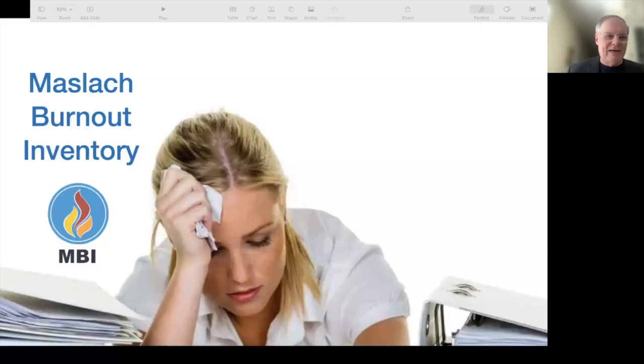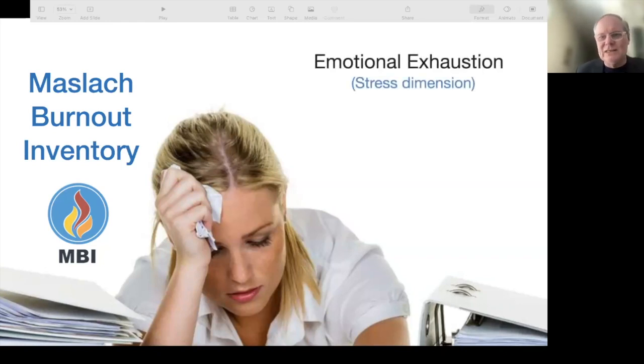The 3 signs of burnout, I talked about this briefly in Michigan at the annual session, but I'm going to briefly talk about this and then talk more about solutions. The 3 signs: number 1 is the stress dimension. It's called emotional exhaustion. Probably the number 1 thing that you will see in burnout that you will recognize. And I'll talk more about that in just a second.